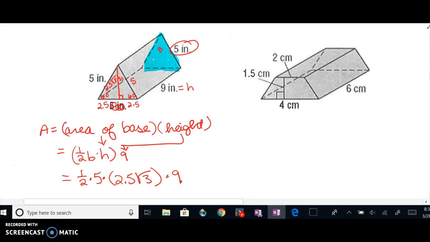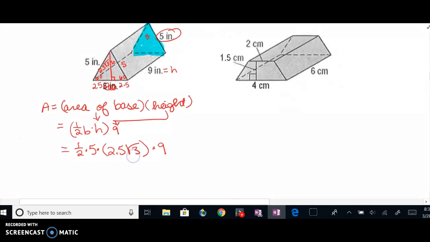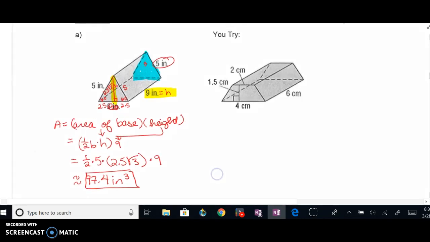Again, that can be frustrating for a lot of people because technically I have two different heights going on. I've got the height, which is the distance of my three-dimensional shape, the distance between my two bases on this prism, and then I also have the height of the triangle on the base. So just keep in mind that's a little tricky. So I put that in my calculator and that comes out to 97.4 inches cubed. Okay, so I'm going to let you pause the video and try it yourself, and then we'll come back and take a look at it.